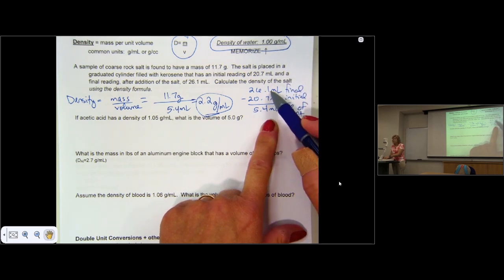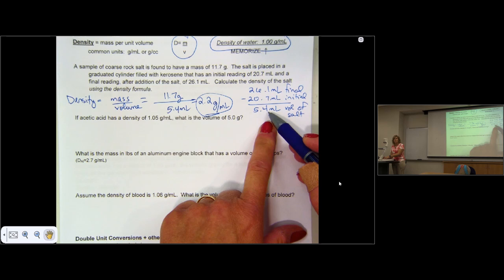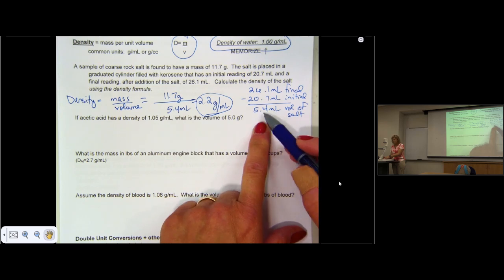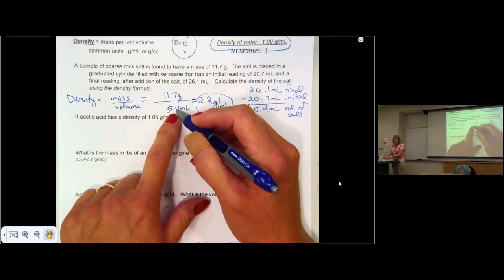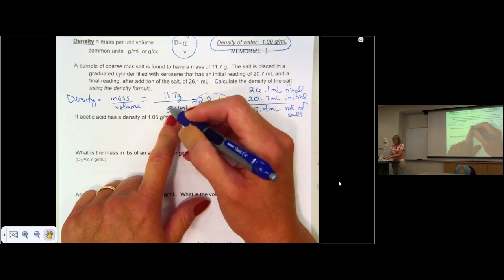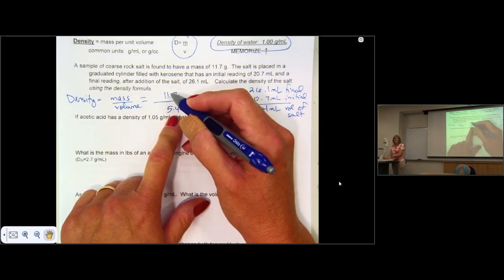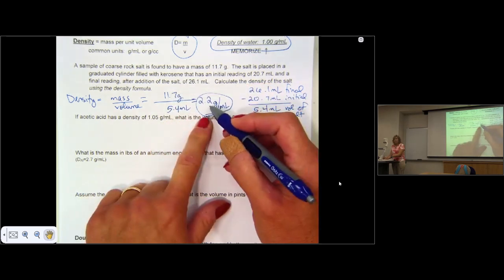Because, is this precise to the tenths? That means my answer should be precise to the tenths. So this is a correct answer for this calculation. Then when I plug it in here, now I look at total significant figures, which is how many? 2, and this has 3, so my final answer should only have 2. Go ahead.